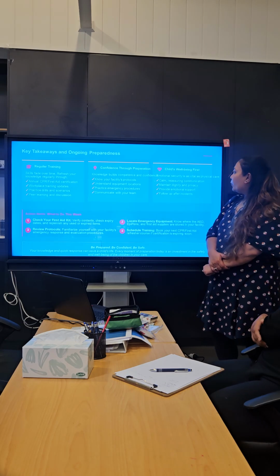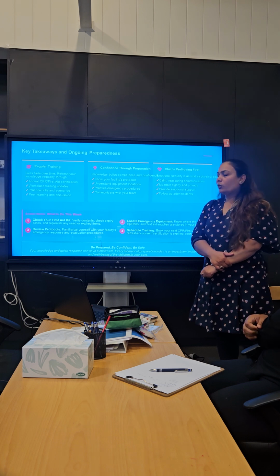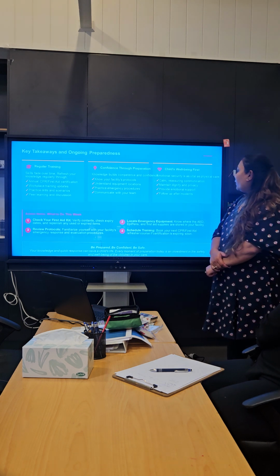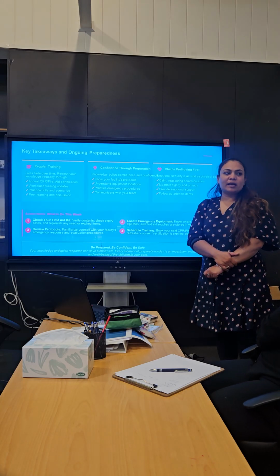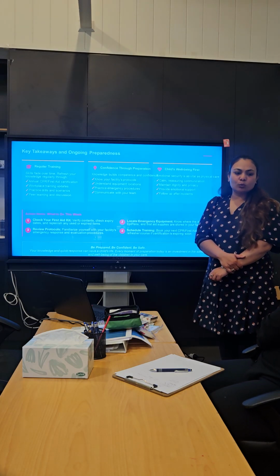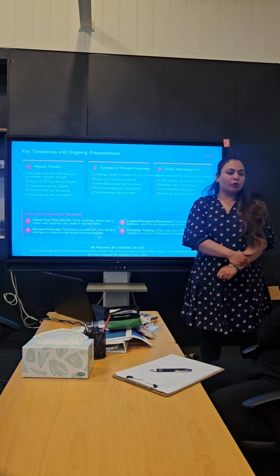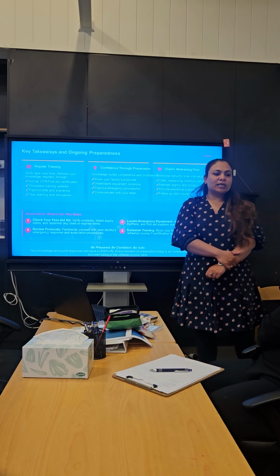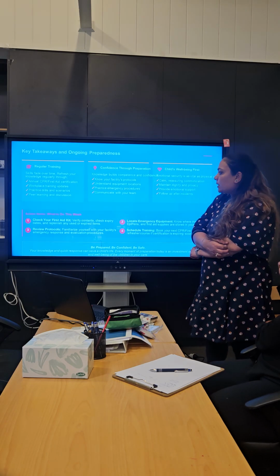Provide emotional support after that shock or after that incident. You need to make sure the child is okay. Follow up after the incident. So we always follow up and we always reflect back on our practice: what went well and how we can improve, or what strategies we can apply to reduce the risk of the emergency.